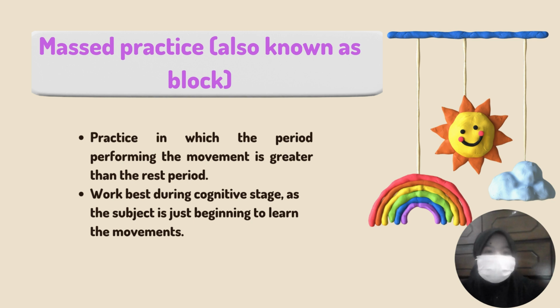So this is an example of an activity using mass practice: you do the activity, you take a rest for a while, and you keep repeating the activity you have done before. So this is a type of mass practice.